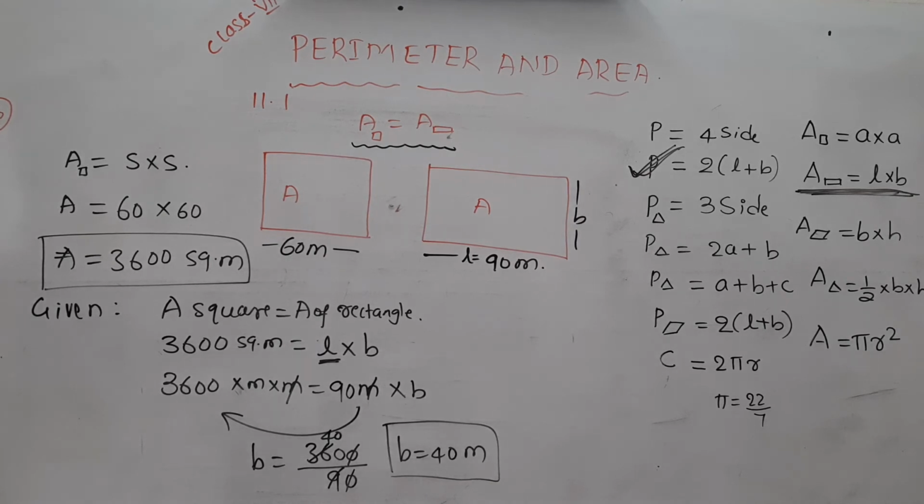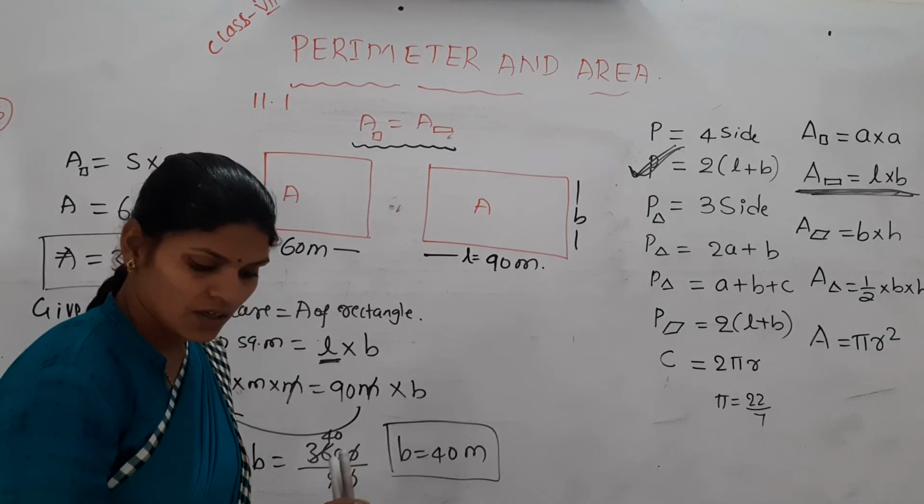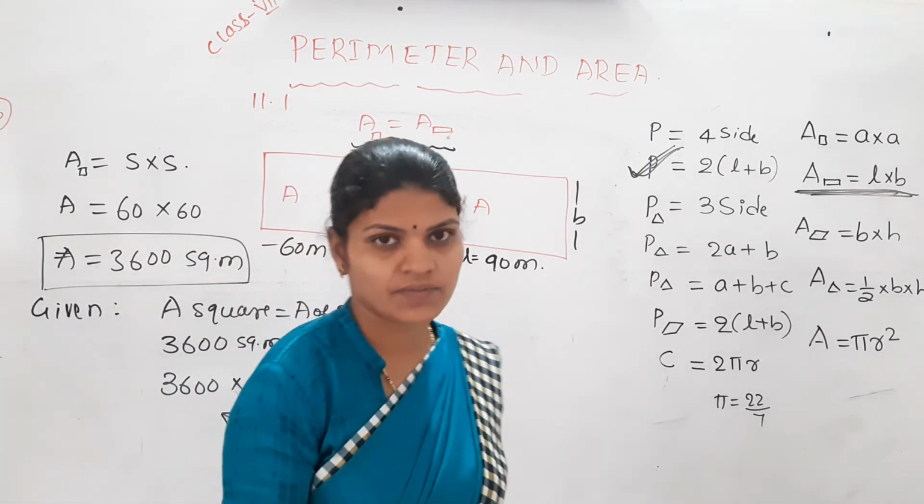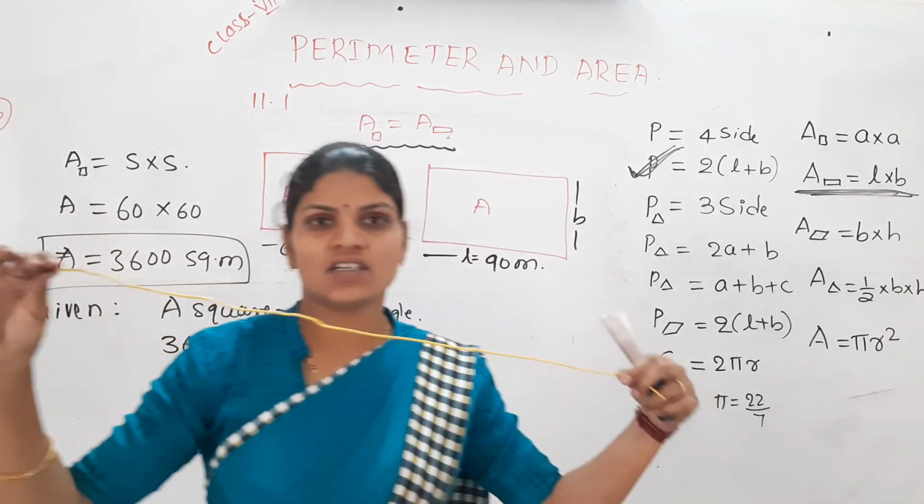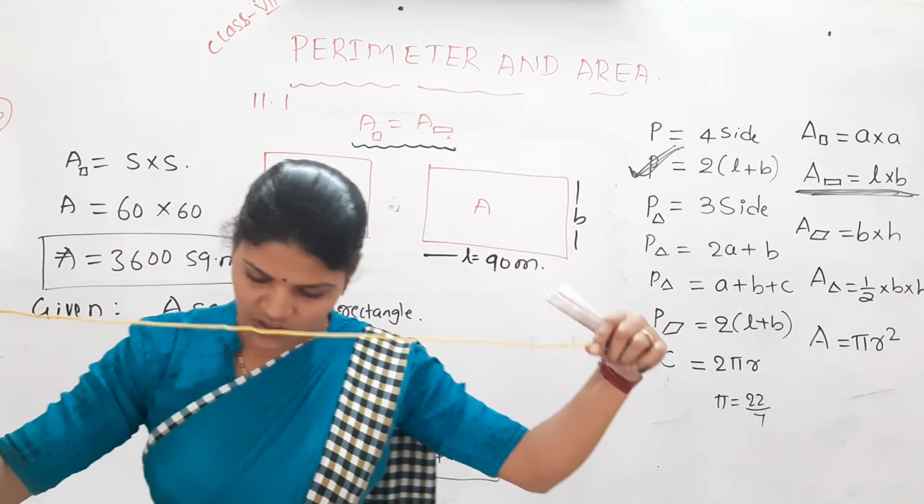I hope you have written it. Let's take the next question. Sixth question here. A wire is in the shape of a rectangle. Its length is 40 centimeter and breadth is 22 centimeter. If the same wire is rebent in the shape of a square, what will be the measure of each side? Also find which shape encloses more area. Note, it is a wire. Yes, there is a wire. What is the length of this wire?